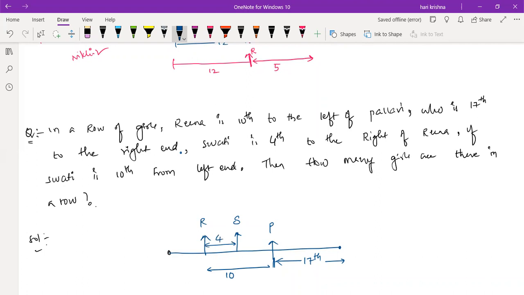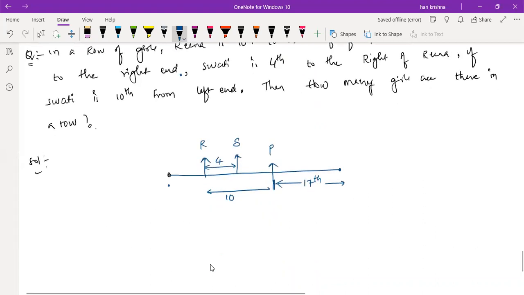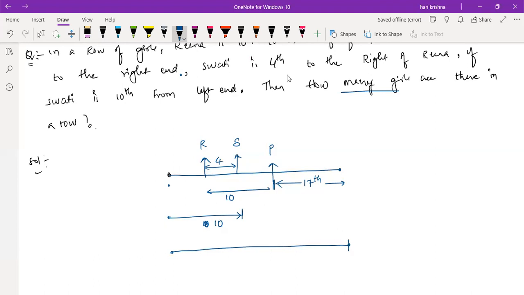If Swati is 10th from the left hand, again they have given one more position, Swati 10th from the left hand, then how many girls are there in the row? Yeah, Praharsha, the second answer is correct. If you want to find how many girls are there in the row, just calculate the total distance from left hand to right hand. That's all, you'll get the answer. Simple. So to get this answer, we have to keep anyone as a constant.